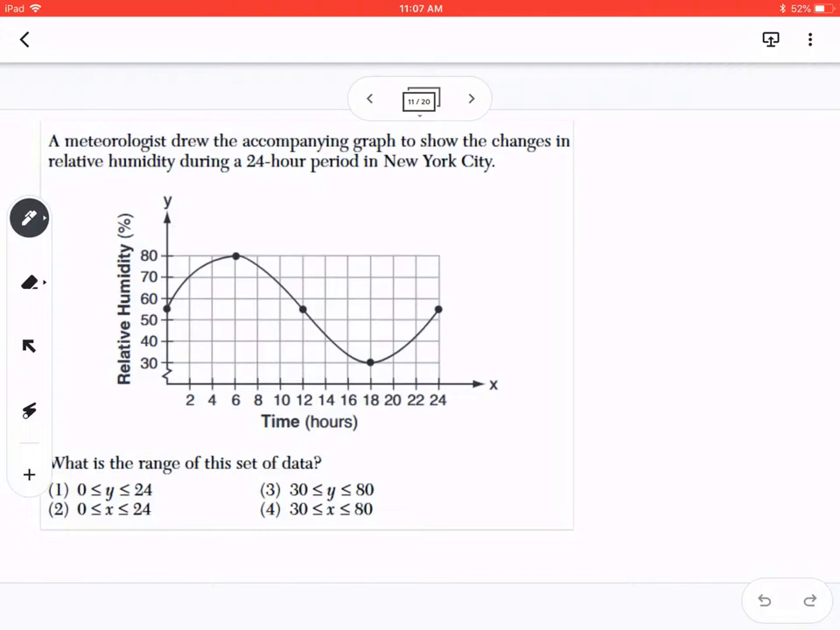The range would be the difference between the max, which is 80, and the min, which is 30. So the range would be 50. And the range is always the y values, so we could eliminate choice 2, we could eliminate choice 4. Since our lowest possible relative humidity is 30% and the highest is 80, choice 3 would be the range that we're looking for.